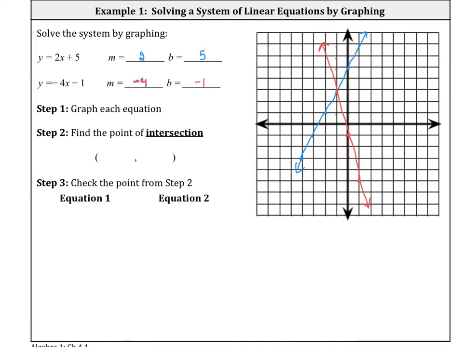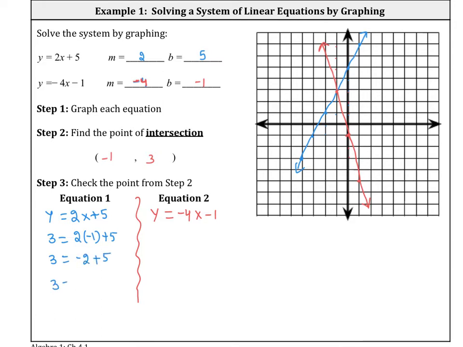So the point is negative 1 comma 3. Now you're going to check for solutions. You take the lines one by one. The second line is y equals negative 4x minus 1, and the first line is y equals 2x plus 5. You use y as 3 and x as negative 1 and see whether the two sides are equal. Here you get 3 equals 3, which is true. So it's a solution for equation 1.